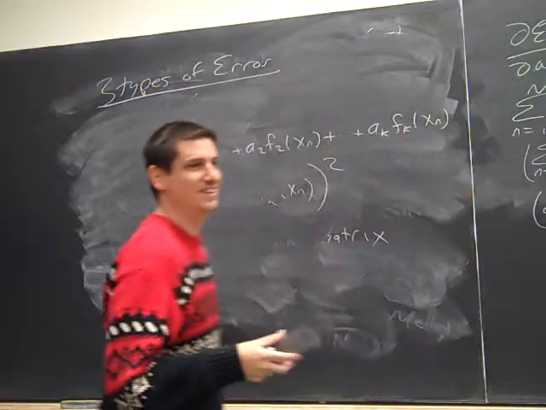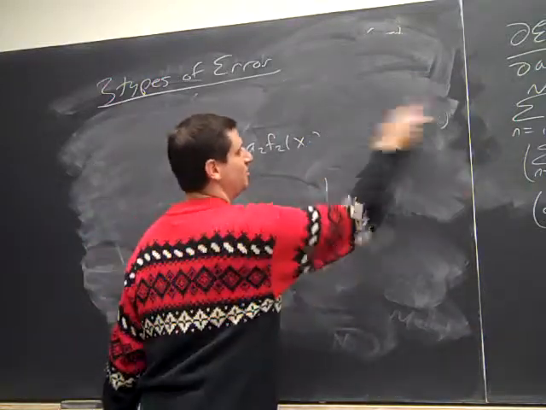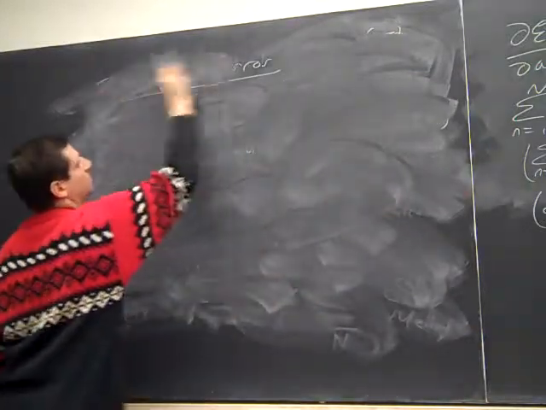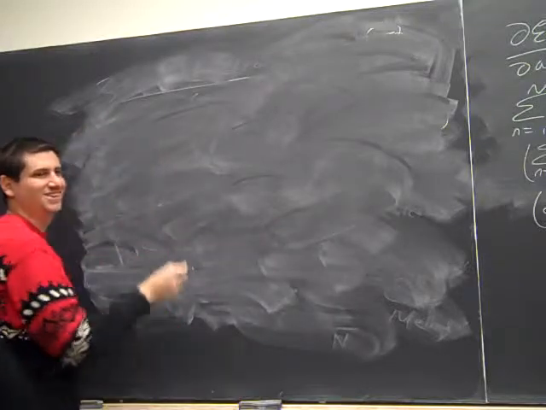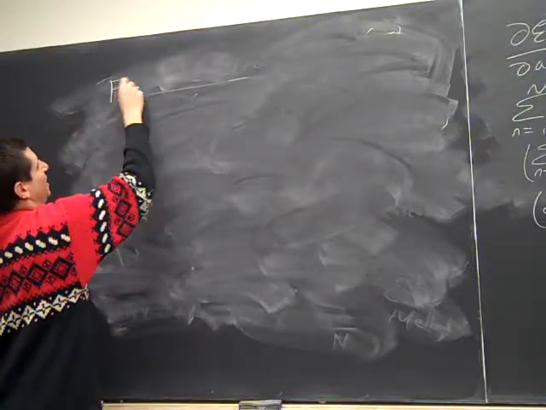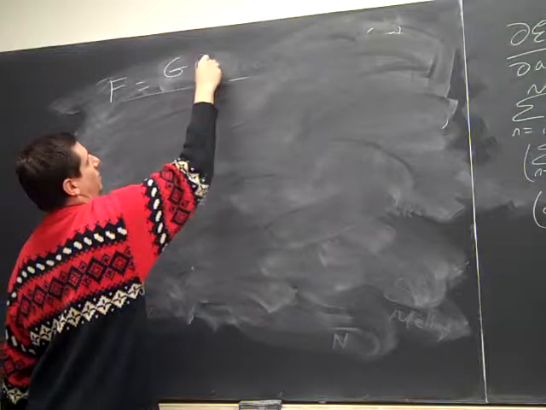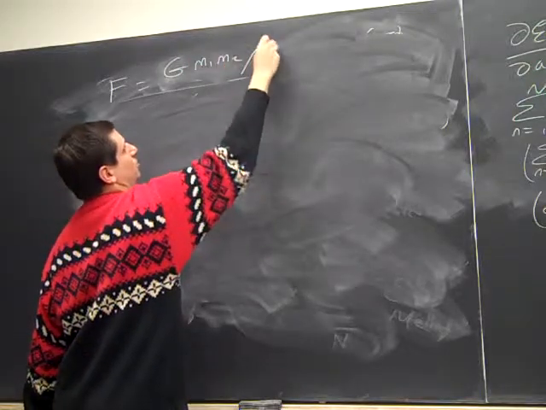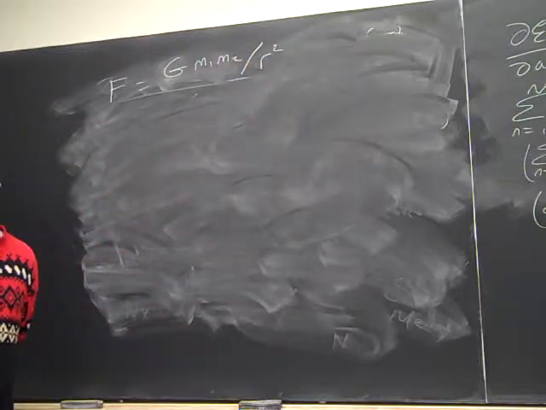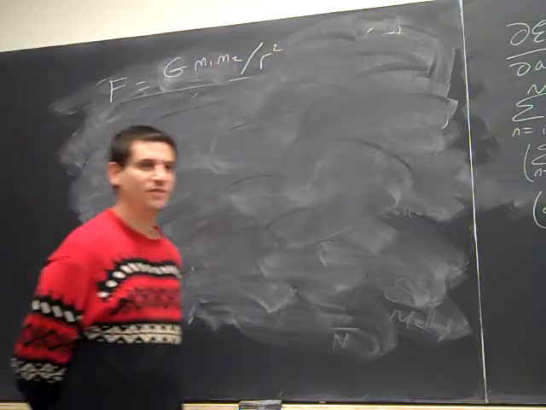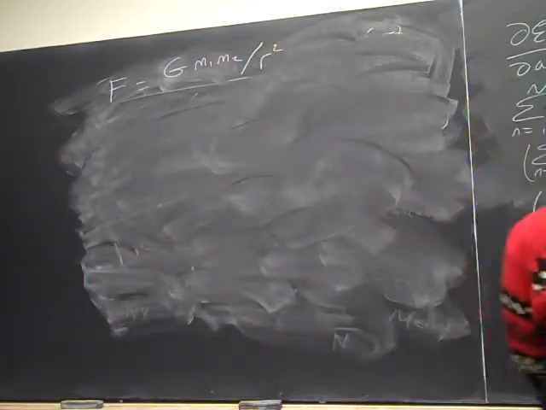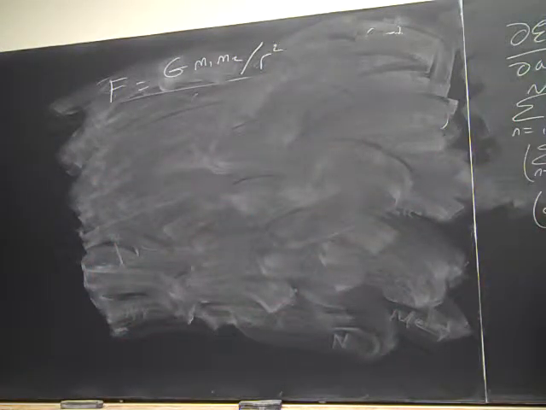Gravity. So what's gravity? F is equal to G m1 m2 over r squared. Right? This is the force of gravity. So the question is, how do you get 2?